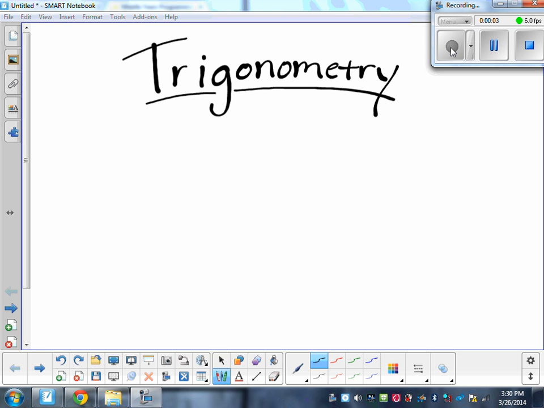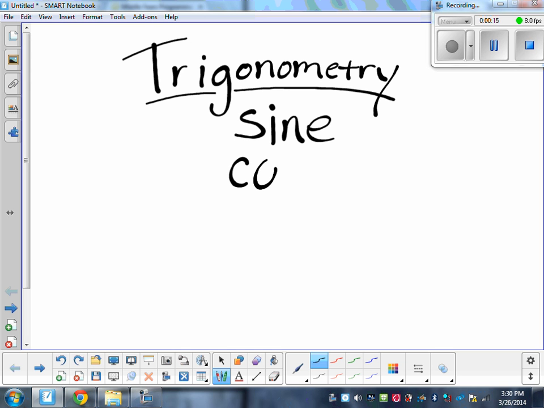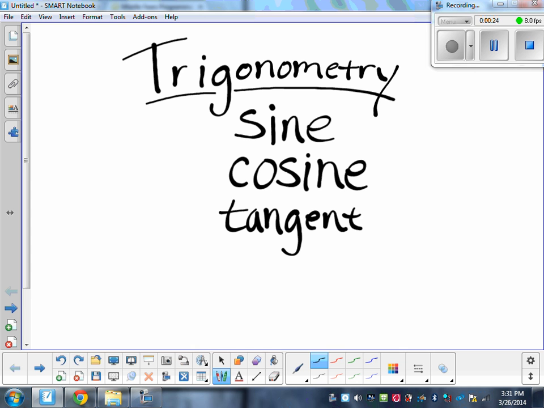Today's lesson is going to be on trigonometry and the basic trig functions. So again, the three basic trig functions are the sine, the cosine, and the tangent. And again, we abbreviate the sine as sin, the cosine as cos, and the tangent as tan.